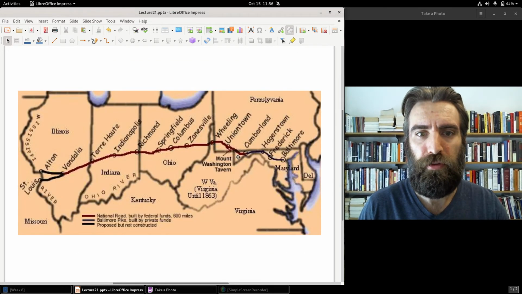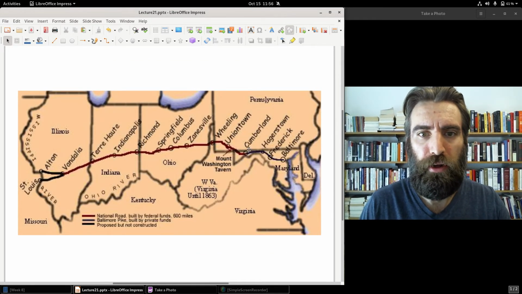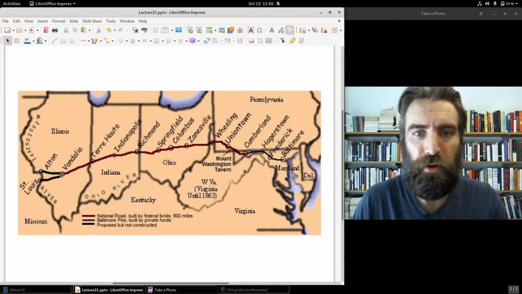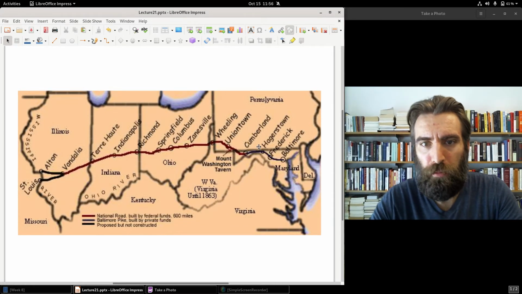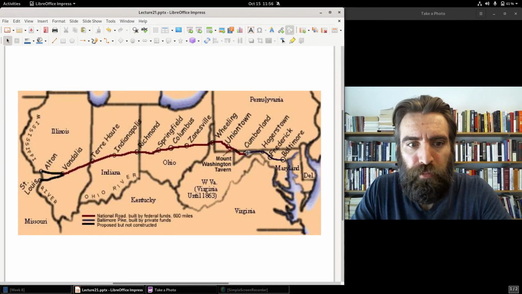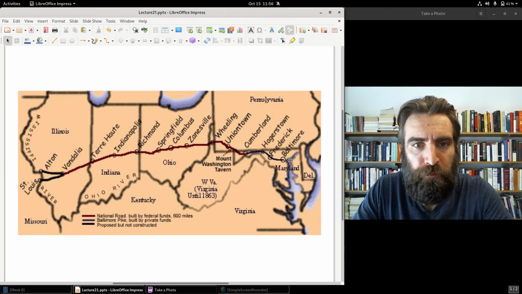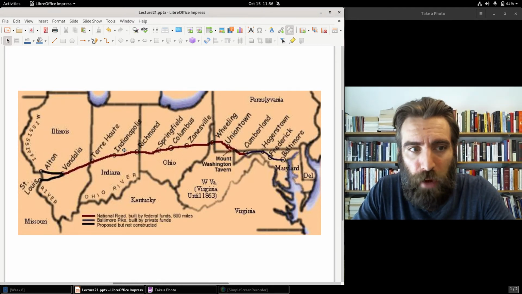There were roads such as the National Road, which connected Cumberland all the way down through Ohio country to Illinois. And eventually a private road company built a turnpike that extended to Baltimore. And cities and towns appeared all across this road, including Indianapolis.